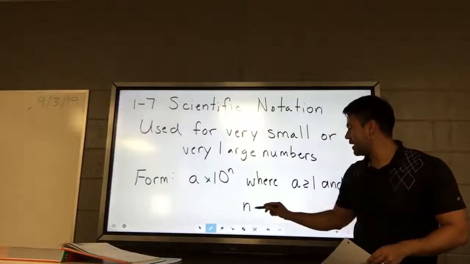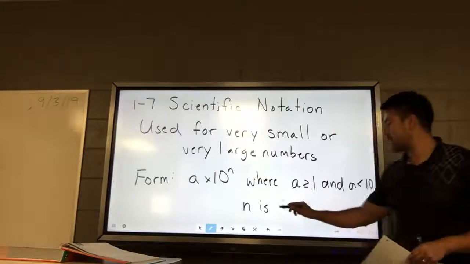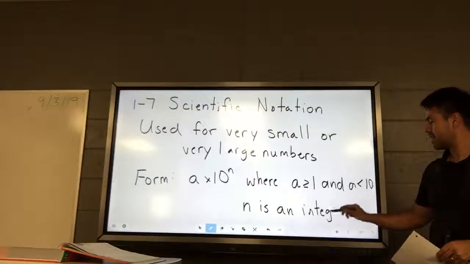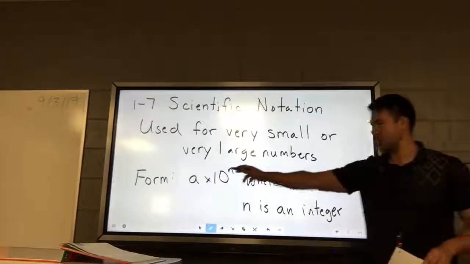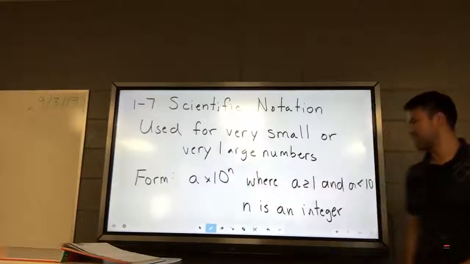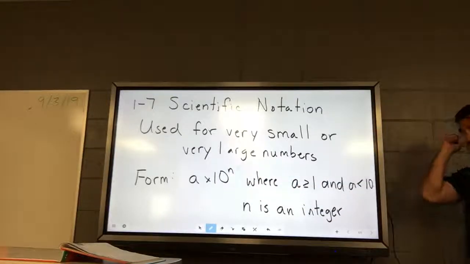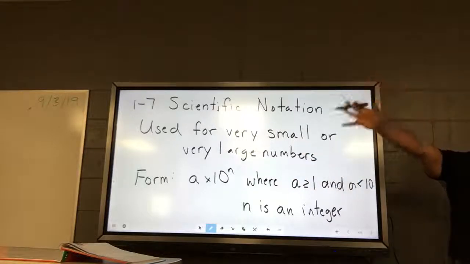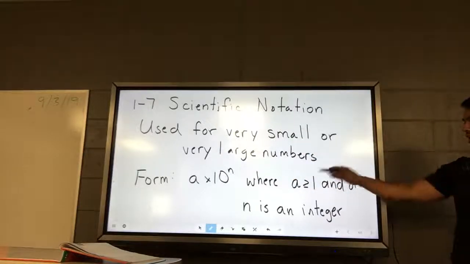And N is a special type of number. It's an integer. Good. It has to be an integer. So you're not dealing with halves or mixed numbers for N. It just has to be a whole number or its opposite, okay? That's scientific notation. So that's the standard format.